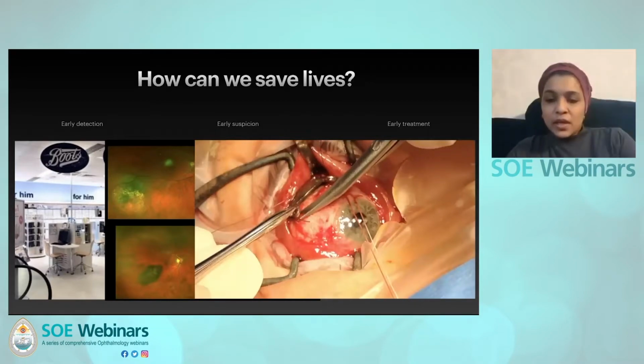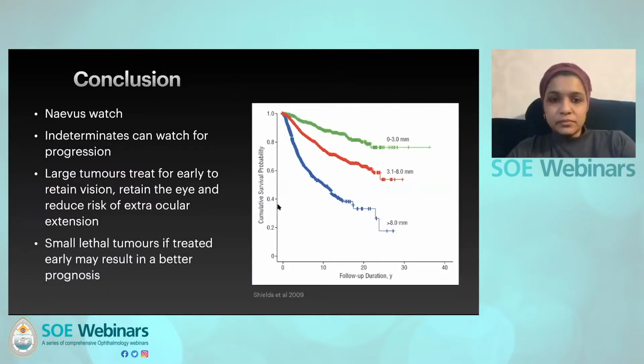Even though they're small, we'd like to be treating them sooner rather than later. So in summary, nevi are easy, watch them, but they do need a baseline photo, and they need watching in the long term, whether it's in the hospital setting or in the community. The ones with 1 or 2 risk factors and you're not quite sure and you cannot definitely say this is a malignant melanoma or this is a benign lesion, you can watch them for progression, but again, they need serial photography to make sure that any changes are noticed earlier.